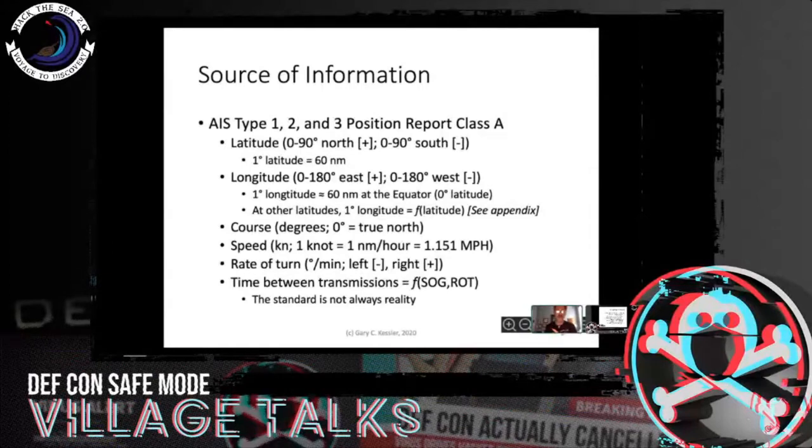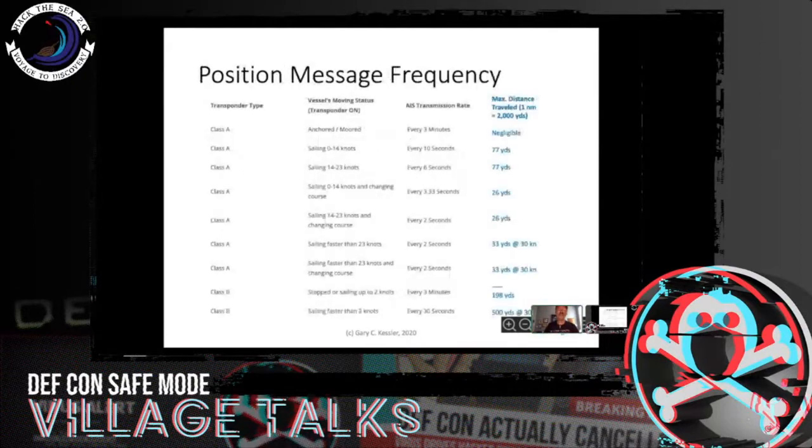And it turns out there's a standard for this. And if only the standard matched the reality, life would be a good thing. But here is actually an example, and it talks about some of the additional issues related to the problem. So I only care about the Class A transponder types, although I'm showing you Class Bs as well. Technically speaking, if you're a Class A vessel at anchor, you just need to transmit every 3 minutes. Now, you may be saying, but I'm at anchor, I'm not moving.